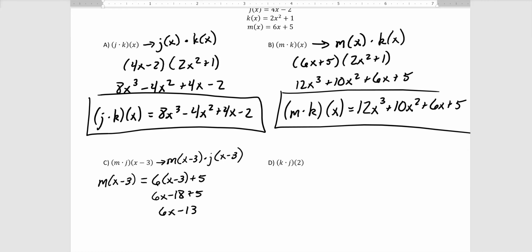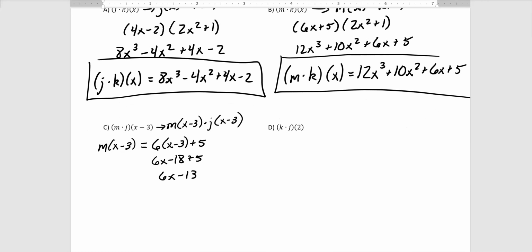J of x minus 3. Now j of x is 4x minus 2, so j of x minus 3 will be 4 times x minus 3, and then minus 2. So when I do this, I'll have 4x minus 12, and then minus 2, 4x minus 14. So here now, 6x minus 13 and 4x minus 14, that is m of x minus 3 and j of x minus 3. Those are the things I'm going to be multiplying together.